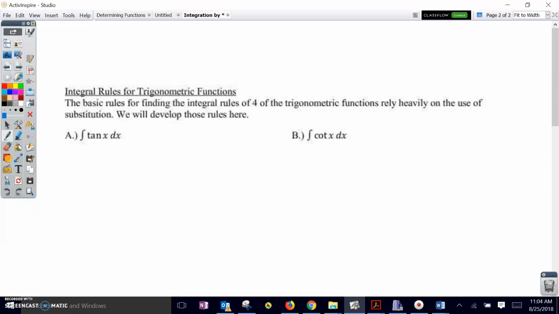Let's start with the integral of tangent of x. Well, since tangent is equal to sine of x over cosine of x, we can rewrite this integral as such, and then handle it using substitution. If we let u be equal to the cosine of x, since that's the function in the denominator, then du is the opposite of the sine of x dx.